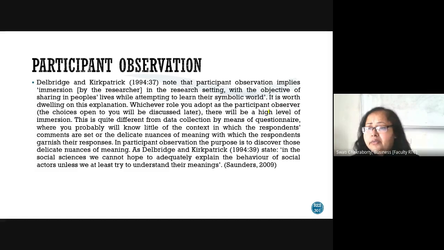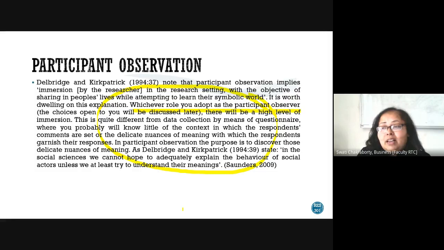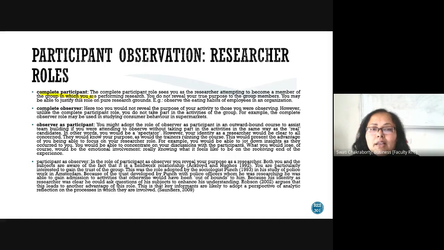So these are the different definitions that we have. But what happens? You can actually be a participant. Well, whether you want to be an active participant or whether you want to be an observer, it depends on your research or your project topic. Okay, so there are four different roles that you can play. One is being a complete participant, where you see yourself as becoming a member of the group in which you are performing research.